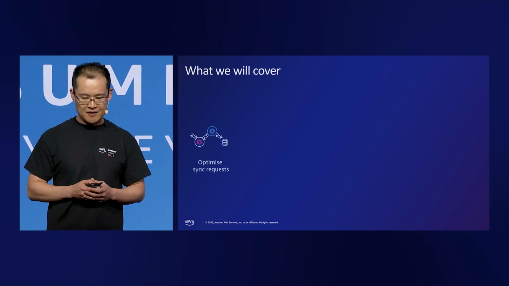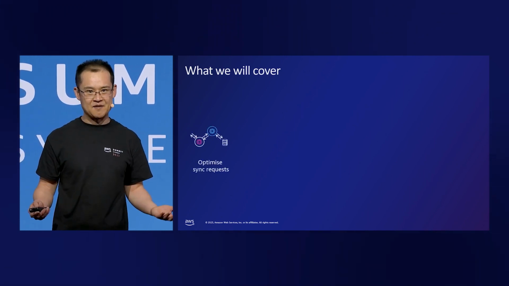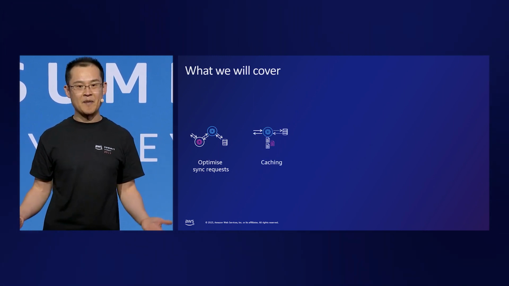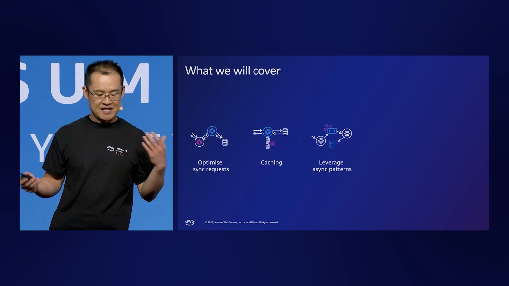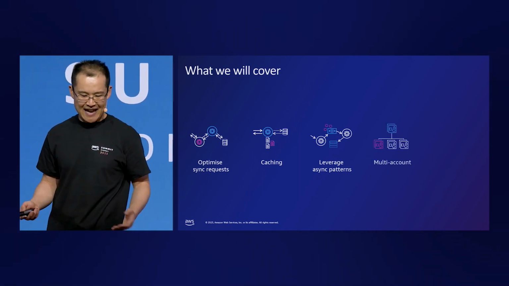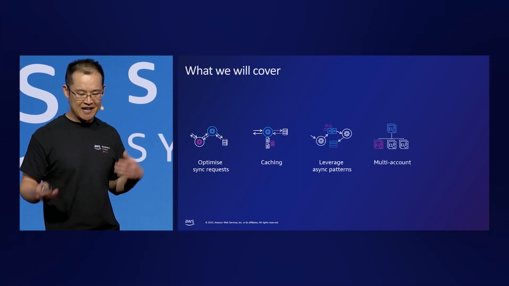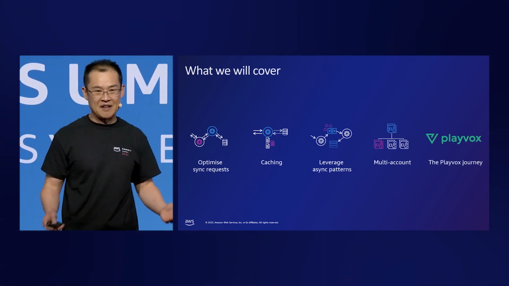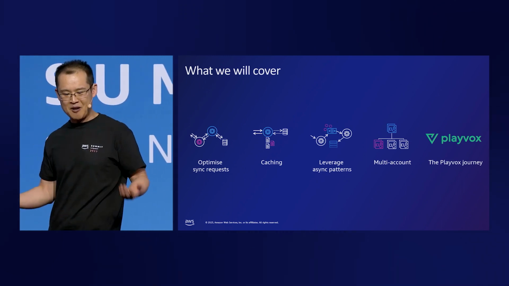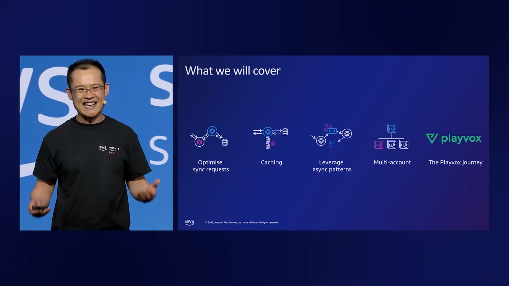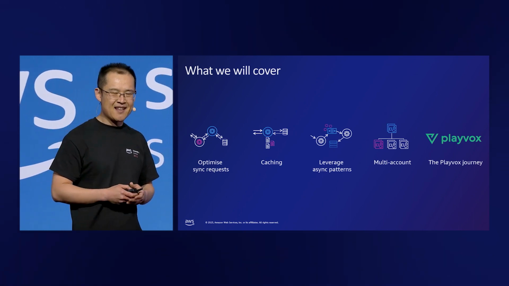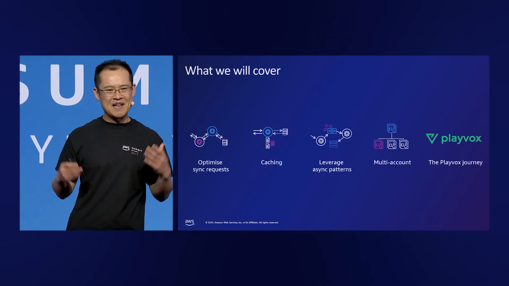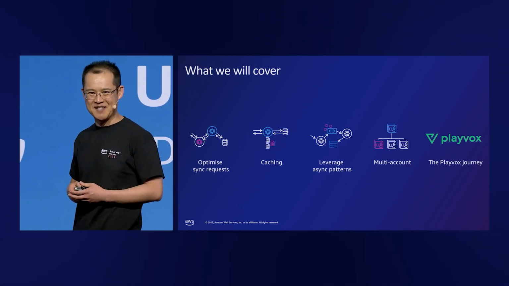I will take you through how you can optimize time-sensitive synchronous requests, use caching on different layers to improve performance at scale, leverage asynchronous architecture patterns, and use multiple AWS accounts to scale your application and your engineering teams. You'll hear from Shane on the Playvox journey, building their SaaS product using serverless microservices in an event-driven architecture. This is a level 300 session with the assumption that you're already familiar with AWS and basic AWS services.